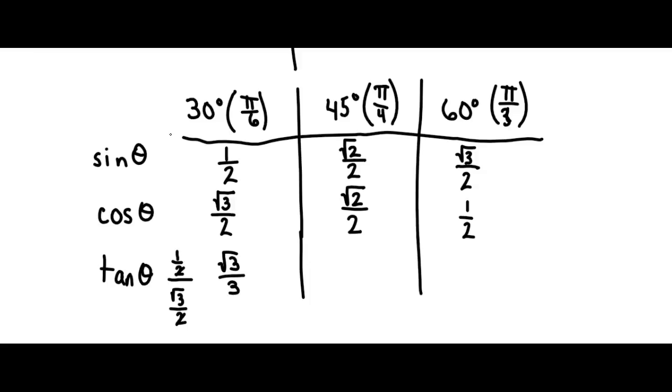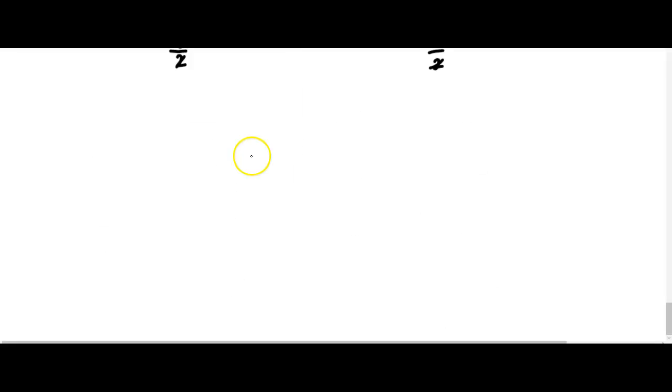For 45, sine over cosine, they're identical. So if you divide those two, you would essentially get 1. And for 60 degrees, now we have square root of 3 halves over 1/2, where my 2's cancel out. So I have square root of 3 over 1, which would simply be the square root of 3. So there's the sine, cosine, and tangent of those common angles.